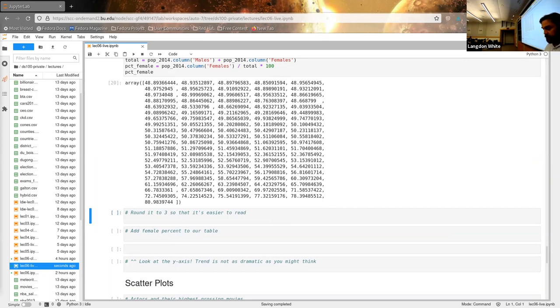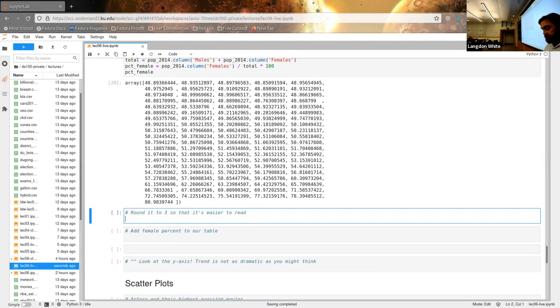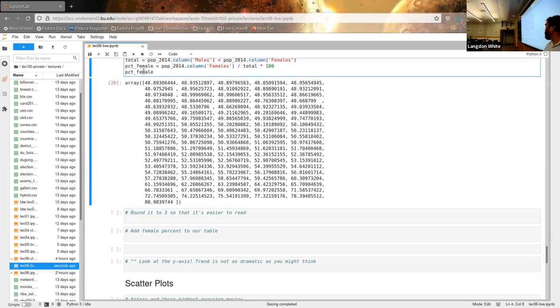And so then we can do something to make it a little simpler, right? So we can round it to 3 and make it easier to read. So does anybody know how we would round it to 3? Just as a reminder, this array here is in the name PCT female. So how would we round that to get it just to 3 digits after the decimal?